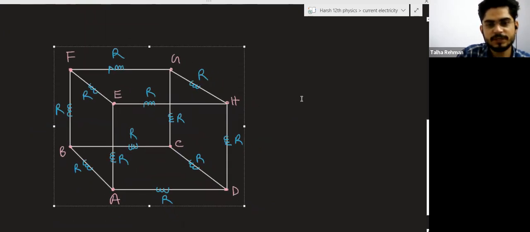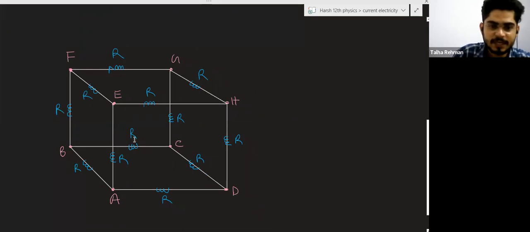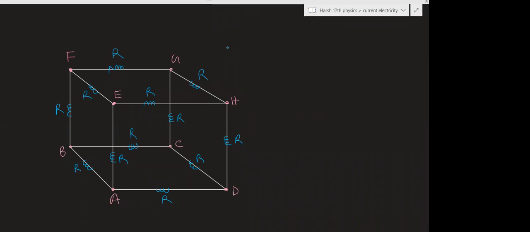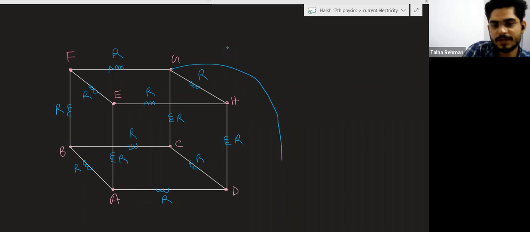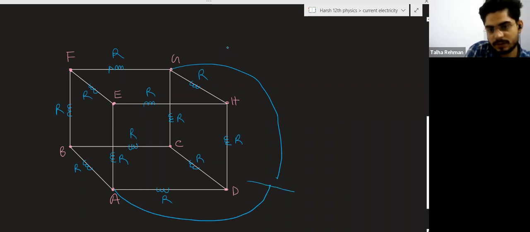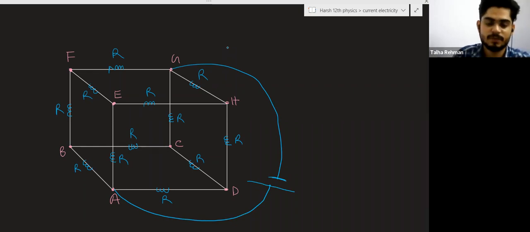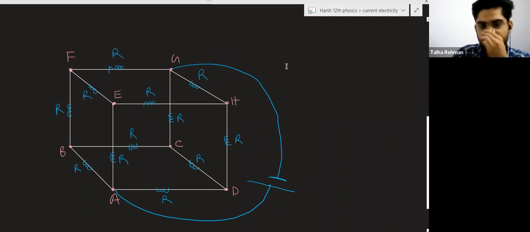Just see this: A and G are diagonally opposite points. I am connecting a wire here like this. Wire means I am connecting a cell here. This is just for your understanding, that we want to calculate the current between G and A.